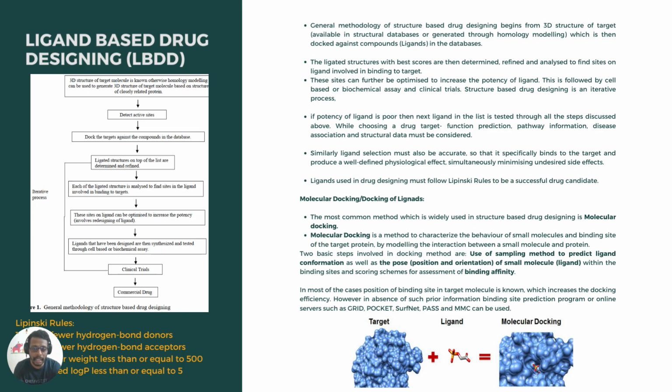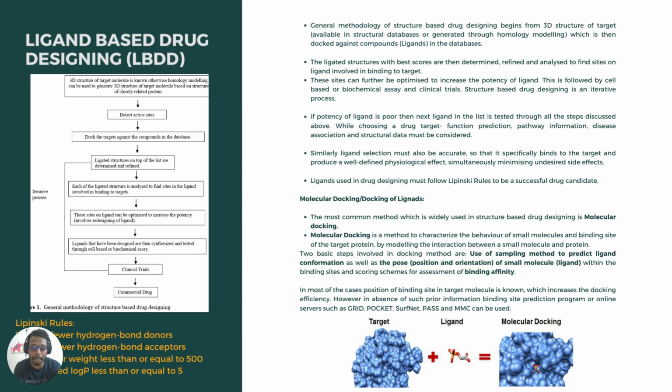So in molecular docking, two basic steps are involved in the docking method. First is the use of a sampling method to predict ligand conformation. Sampling method means first we take a sample ligand and dock it against the target molecule. One by one, based on the prediction, we choose the ligand conformation and dock it against the target molecule.